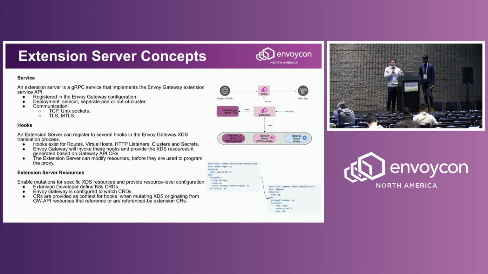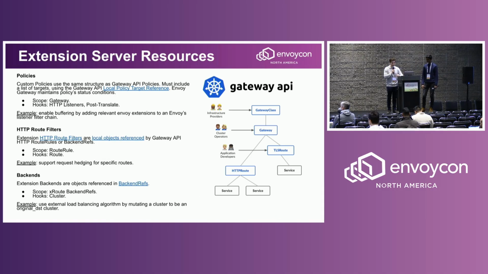So for example, here you can see in the slide that I've created an example of a custom buffering policy, and I've attached it to a specific Gateway API gateway. And so when an extension server would be invoked with an Envoy listener generated for this Gateway API gateway, the hook would also provide the buffering policy as context, allowing the extension server developer to actually apply the necessary mutation and configure it accordingly.